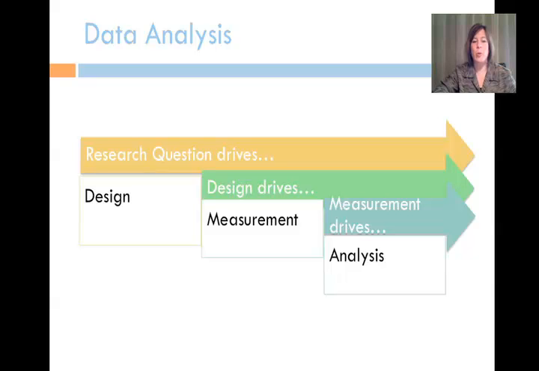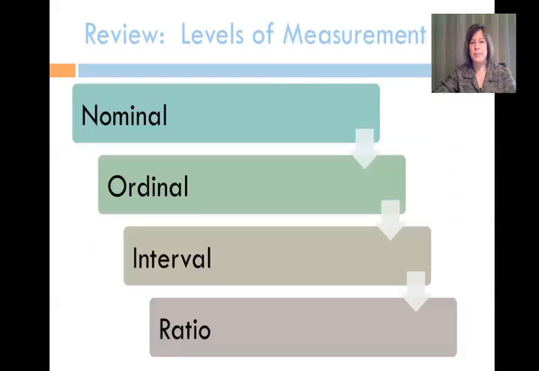Let's review for a moment level of measurement. Recall these 4 different levels of measurement. Important to remember here are that the nominal and ordinal levels of measurement are categorical. And these words will come up again as we talk about the statistics that we're using.